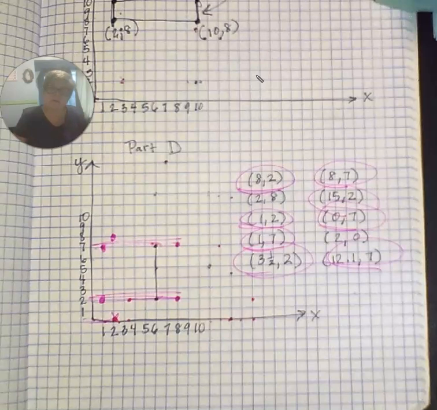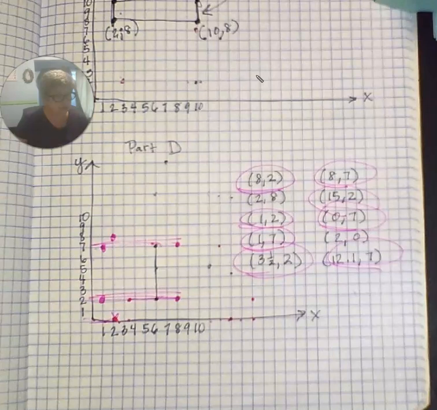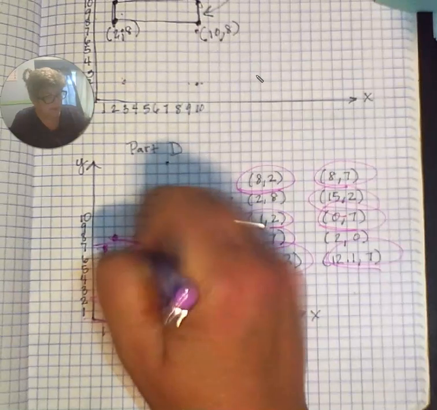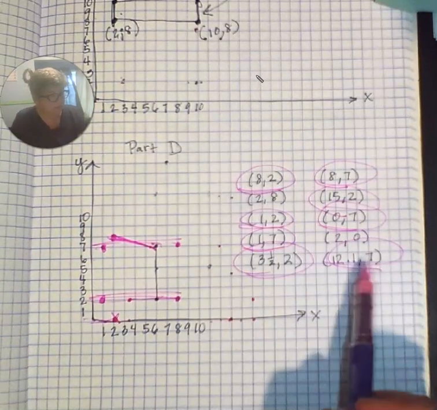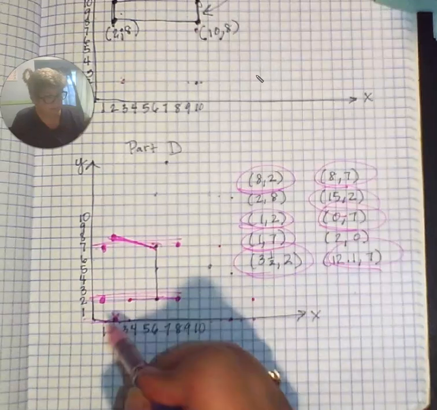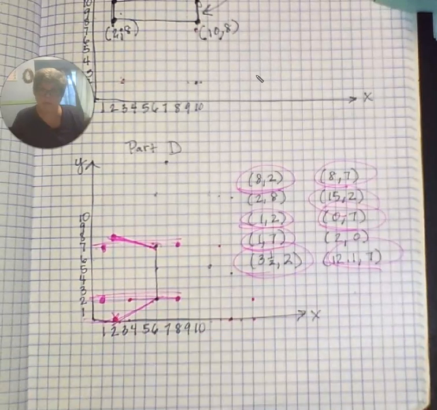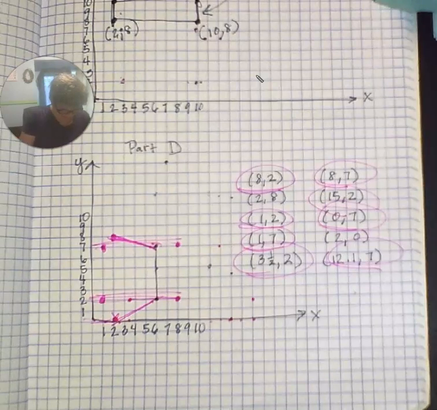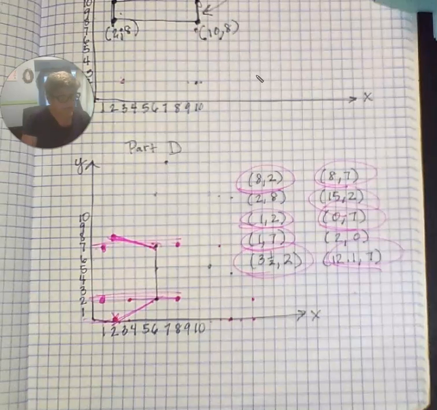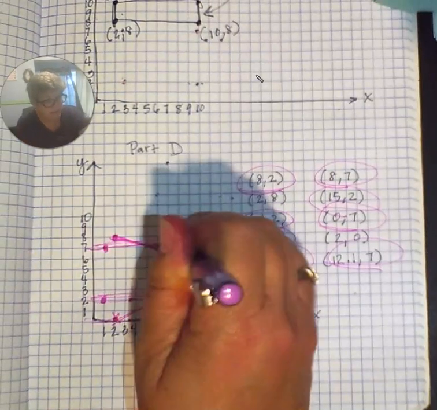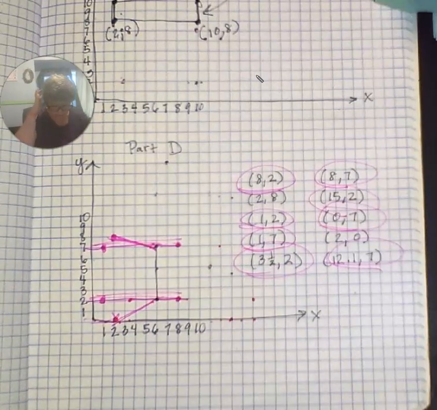So I think it's all of those. At first I thought it was all of them, but then when I went to plot 2-8, I see that it wouldn't be a right angle if I was at 2-8. And the same thing with 2-0. This would not be a right angle. That would not make a rectangle. So all the ones that are correct have a 2 or a 7 as their y, so that they're on this line. 2 and 7. Yes? Okay.